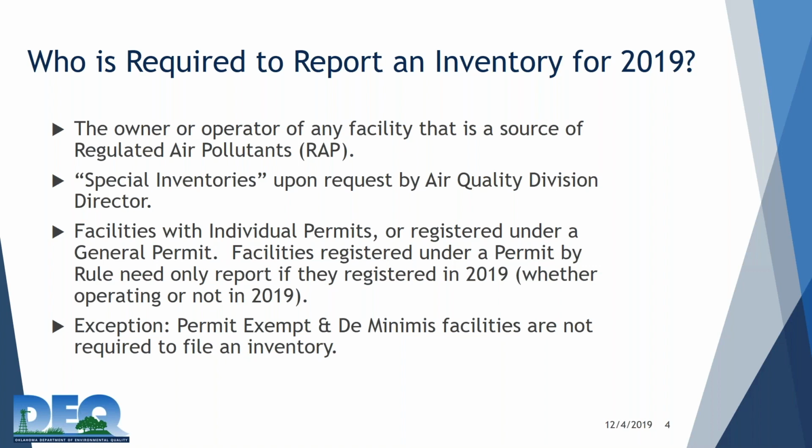If you have registered under a permit by rule, then you're on a different schedule that matches up with EPA's triennial national emissions inventory. So for those, and when you're thinking about 2019 reporting, only the ones that registered under a PBR in 2019 need to report, because the EPA's schedule makes it to where all the PBR facilities will need to report in 2020.